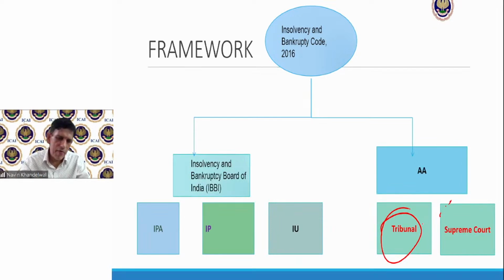And under IBBI, we have three: IPA, IP, and IU. So who are IPAs, who are IPs, what is IU, and what is the function and role of each? Let us understand that. So these are the framework, the pillars of the IBC code. When you have multiple pillars, you can understand the effect, the people involved, the coverage of the whole code, and the stakes involved of so many people.